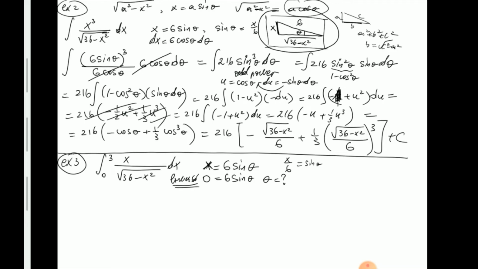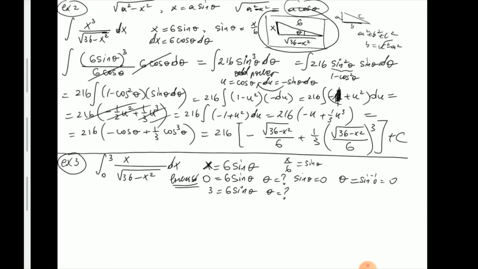Lower bound here. And if x is 3, again, the question is, what is theta in that case? So 0 is equal to 6 times sine of theta, which means sine of theta is 0. And again, the inverse sine of 0, if you look at the unit circle or if you do it on the calculator, gives you theta equals 0. So you solve for theta to compute the new bounds.